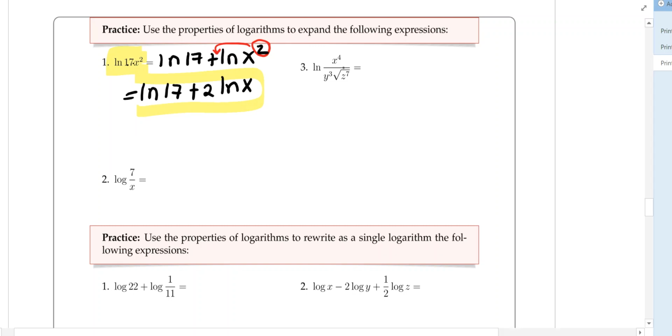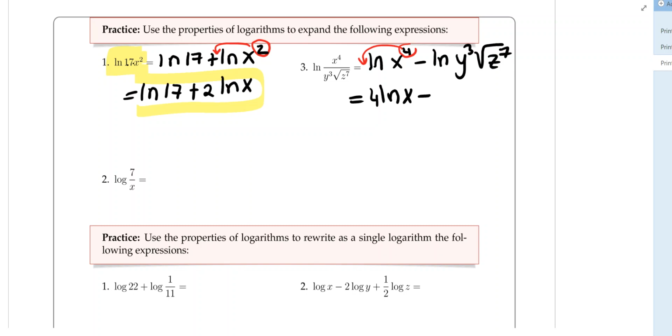For the next one, you notice that we have ln of a quantity divided by another quantity. So we're going to use the rule that tells us to subtract the logarithm. So it's going to be ln of x to the 4th minus ln of that whole bottom, y cubed square root of x, or z to the 7th. So now, furthermore, I can use the rule for the exponent and bring this exponent down. So this is going to give me 4 times ln of x minus.